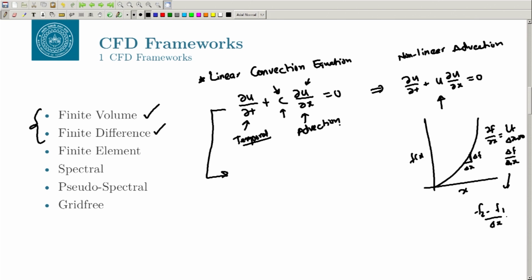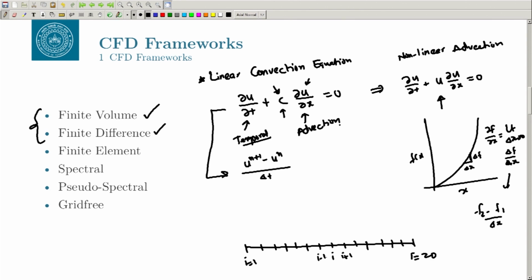right. So, if I write time on top, this is u n plus 1 minus u n by delta t, and let us say I am trying to solve this on a line here. As we discussed in the CFD process, you need to discretize it. So, let us say this is I equal to 1 to I equal to 20. For example, this may be your I, this is I plus 1, this is I minus 1, and this is your space, and this side may be your time.